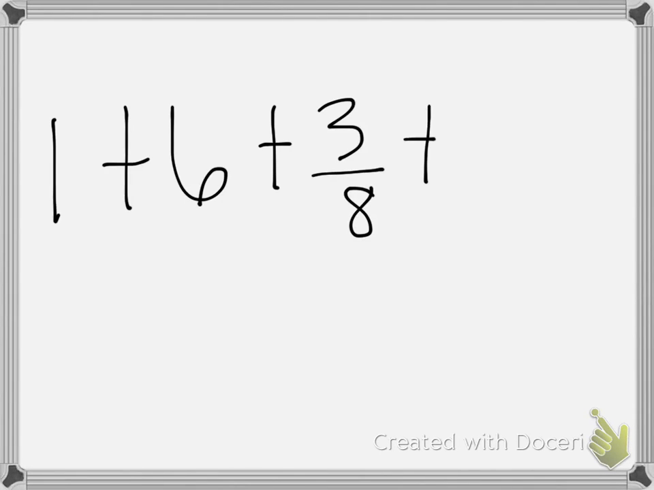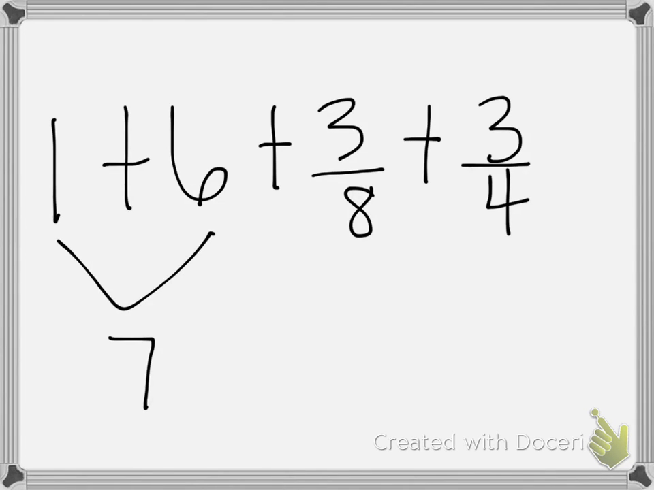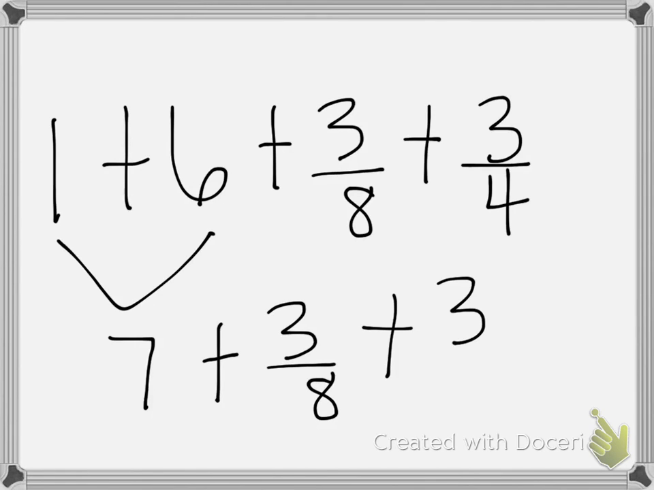1 plus 6, adding the whole numbers first, then add plus 3/8 plus 3/4. 1 plus 6 is 7, so I'm just going to bring down plus 3/8 plus 3/4. Now we see that the 3/8, 3/4, that there is an uncommon denominator. So we need to get a common denominator between the 8 and the 4.